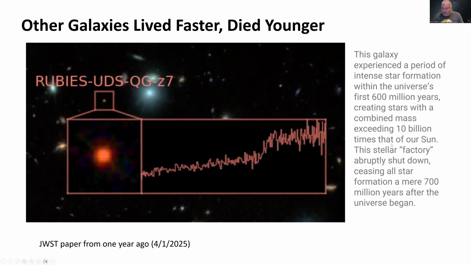And this galaxy, let's see, it made 10 billion solar masses in a very, very short period of time, 600 million years, and then shut down 700 million years after the universe began. So unlike the Milky Way, which made stars and made more stars, this just had an intense period of star formation and then just turned off. It's just been sitting there ever since. So there's a lot of mysteries in the universe.